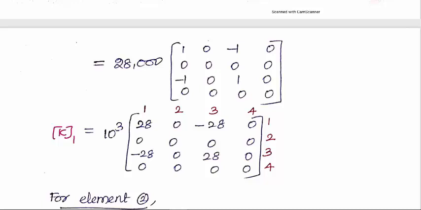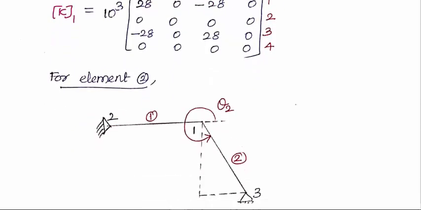So the first element's rows and columns can be named as 1, 2, 3, 4 and 1, 2, 3, 4 for representing the displacement components of nodes 1 and 2. Okay. Now considering the second element.